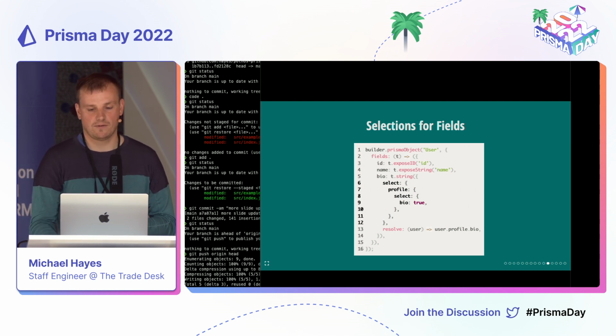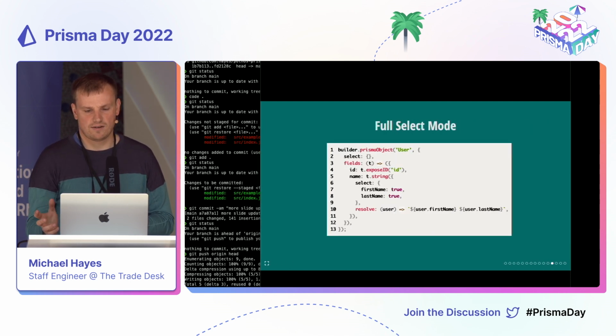So here we have a profile bio that we want to expose directly on our user type, but it goes through kind of a nested selection. So this is a field that does a select of that bio field, and then types this in an entirely type-safe way, gives you access to that user profile bio field that you selected above.